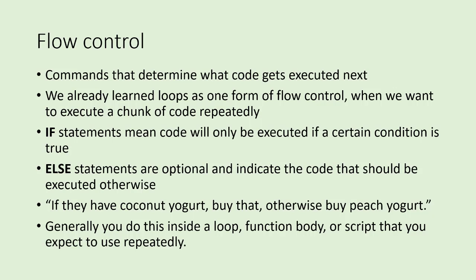So in the last video, we talked a bit about flow control, and flow control is any command that determines which code gets executed next. So if you don't want your code just to be executed one line after the other, but you want to be able to do something repeatedly, or maybe have a certain chunk of code not get executed at all under certain circumstances, that's what flow control does. So last time we learned about loops, so that if we have a piece of code that we want to run repeatedly, we can run a loop to do that.